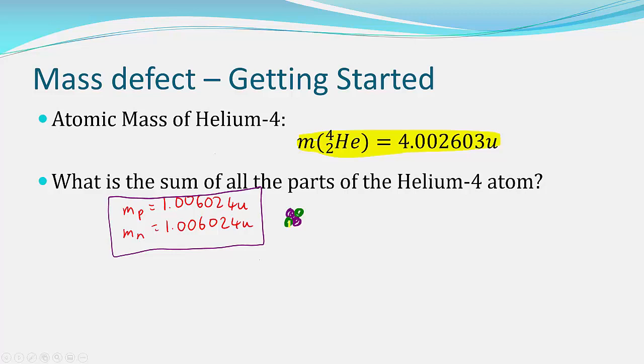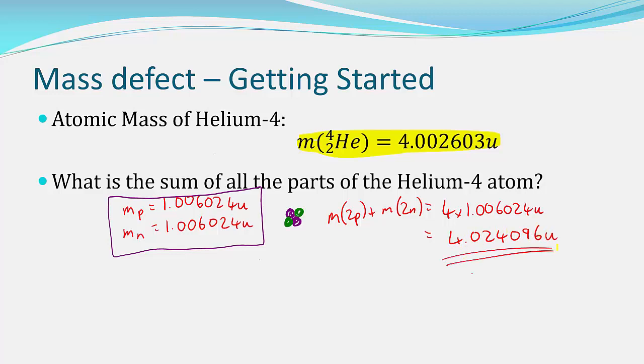Now, if you did that, or maybe you just haven't pressed pause, what you would find is that the mass of the 2 protons plus the mass of the 2 neutrons should just be equal to 4 times 1.006024 atomic mass units. Now, if you did that, what you should get out is 4.024096 atomic mass units. Now, importantly, what you would have discovered is that this mass here is not the same as this mass here. So why is this, and what are we looking at here?